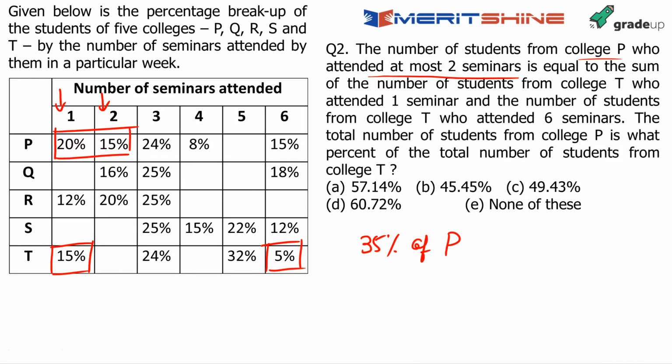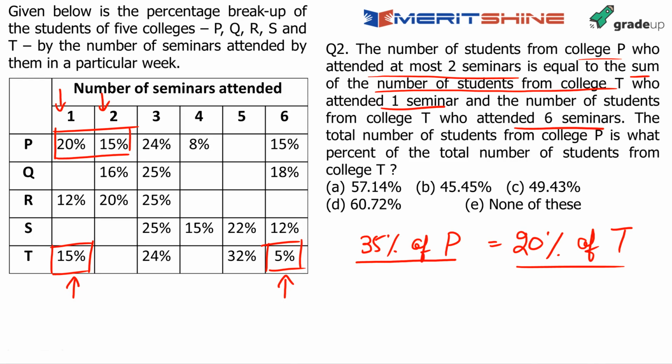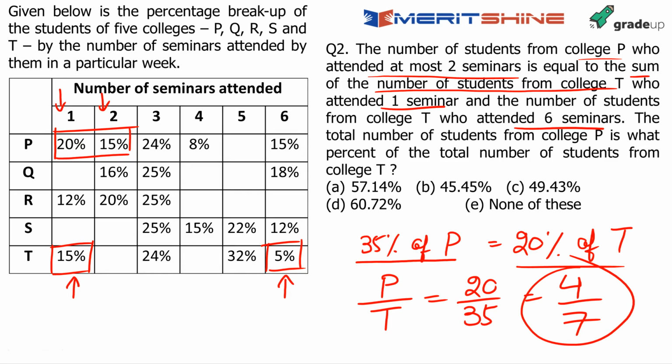People who attended at most 2 seminars is equal to the sum of the number of students from college T who attended 1 seminar, this 15%, and number of students from college T who attended 6 seminars, this 5%. 15 plus 5 is 20%. So 35% of P is 20% of T. That is the data that's given to you. Rest all would take care of itself. So P upon T is equal to 20 by 35, which is the same as 4 by 7.